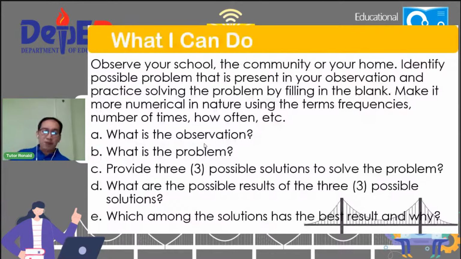First question is, what is your observation? Ano po ang inyong observation sa inyong community or sa inyong bahay, sa inyong eskwelahan? And then, what is the problem? What's the problem na nakita po ninyo sa inyong community, sa inyong school? And provide three possible solutions to solve the problem. What are the possible results of the three possible solutions?